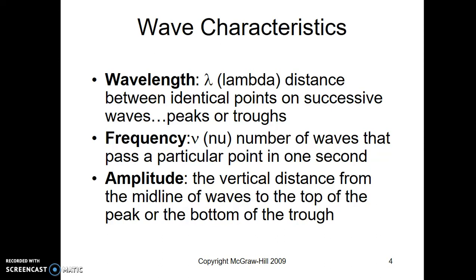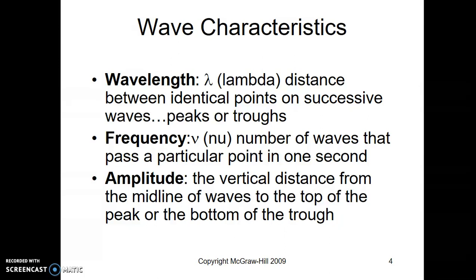Wavelength is the distance between identical points on a wave. Those identical points could be the crests or the peaks. They could also be the troughs. Essentially, wavelength is just the length of one full wave. You can think about it like your stride length is the distance between your feet when you take a stride. Wavelength is the distance of one full wave.